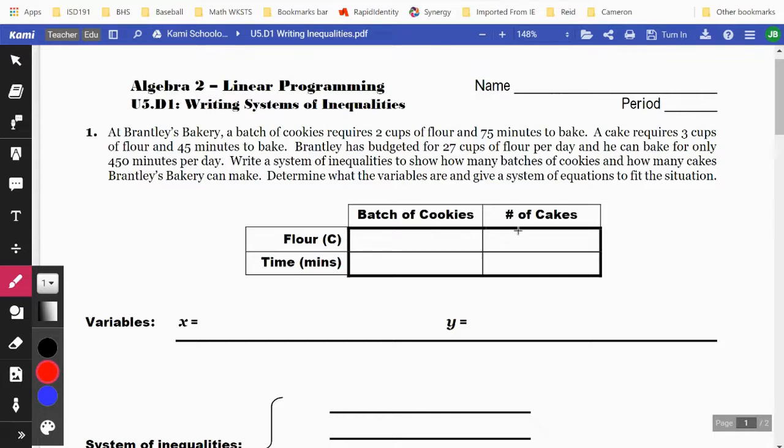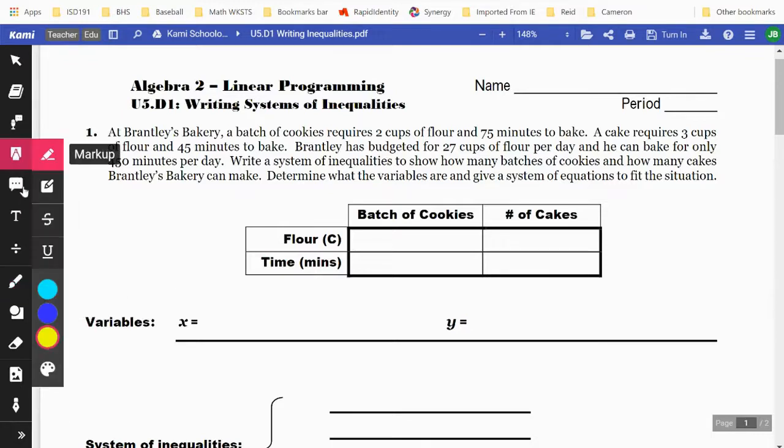So the first thing we're going to do is create and complete this graphic organizer that's going to help us write our inequalities. The very first item is our variables. Variables are the unknowns, the two things that we don't know. Usually you can find those in the description of the question or in what it describes you're supposed to do. Again, we're looking for unknowns. What don't we know about the situation?